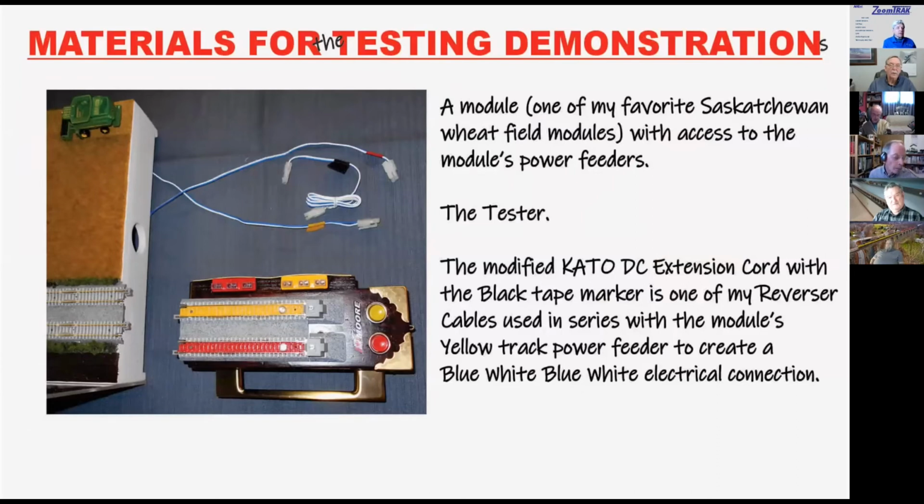Materials for the testing demonstration. A module, in this case one of my favorite Saskatchewan wheat fields, with access to the module's power feeders hanging out from underneath. The tester, and a modified Caddo DC extension cord with the black tape marker, is one of my reverser cables used in series with the module's yellow track power feeder to create a blue-white electrical connection. Sometimes changing the bus is not the plan, so each individual module gets a little reverser cable as required.